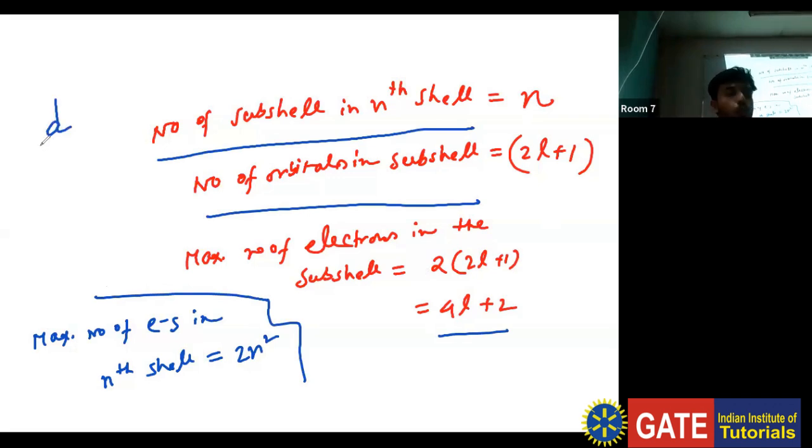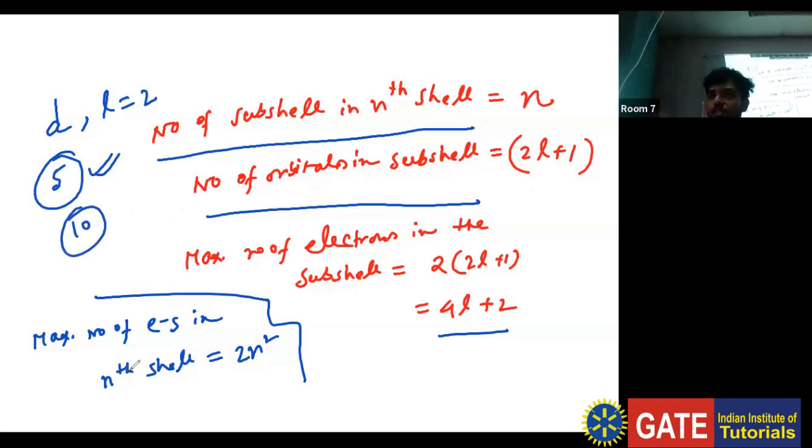d subshell. For d subshell, l is equal to what? The number of orbitals in the subshell will be 5, that means 2 into 2 plus 1, 5: dxy, dyz, dzx, dx square minus y square and dz square. 5 is matching. How many electrons maximum? 4l plus 2, 4 into 2 plus 2 is 10. So the d subshell can contain a maximum of 10 electrons. Is it matching?